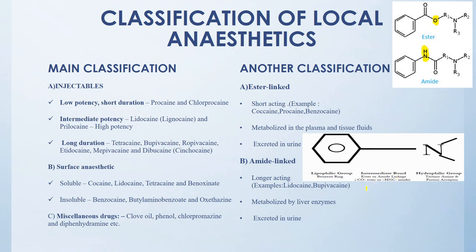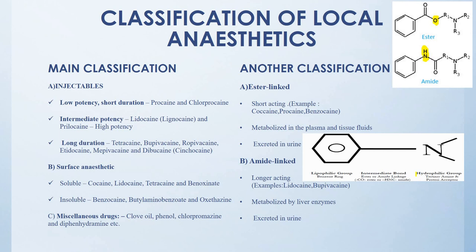If it is an ester, it is a CO ester, and if it is an amide, that is an NH amide. And this N group is the hydrophilic group, which is the tertiary amine and the proton acceptor. So this is the basic structure of the local anesthetic.